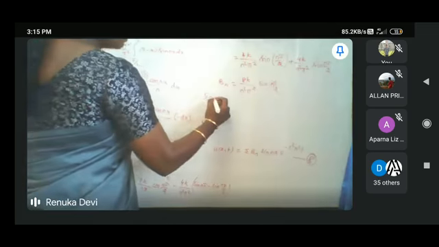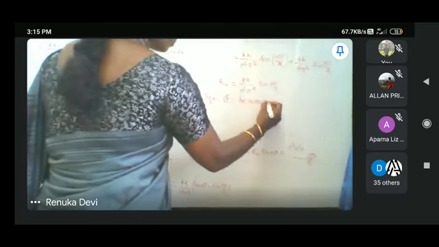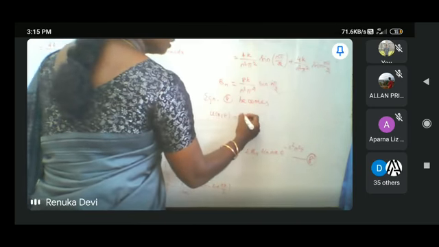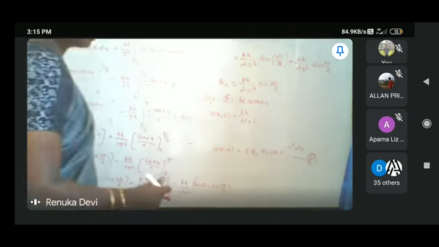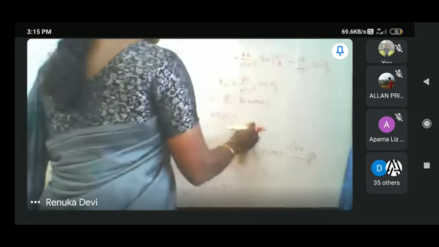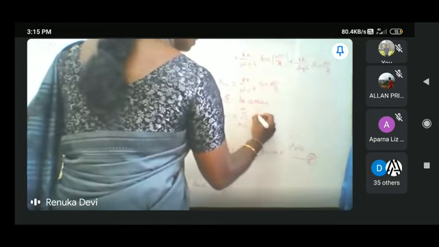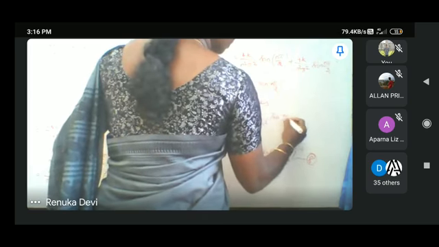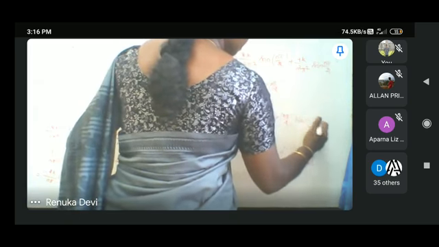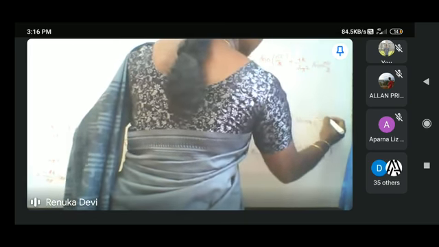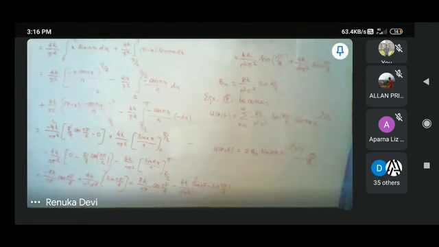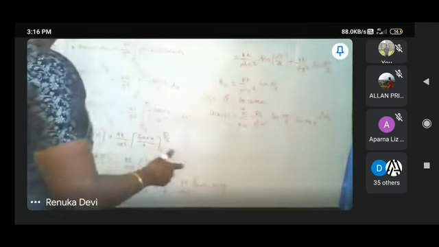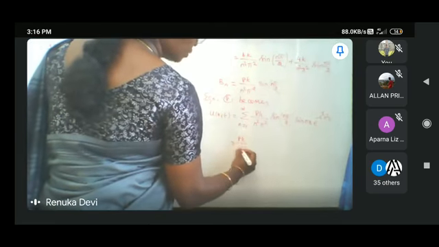So equation 8 becomes u of x comma t equal to sigma n equal to 1 to infinity 8k by n square pi square sin n pi by 2 sin nx e raised to minus c square n square t. If you want, you can take 8k by pi square outside. This is equal to 8k by pi square sigma.